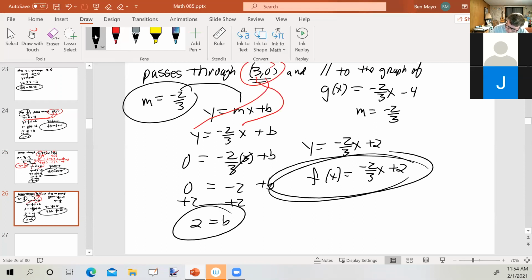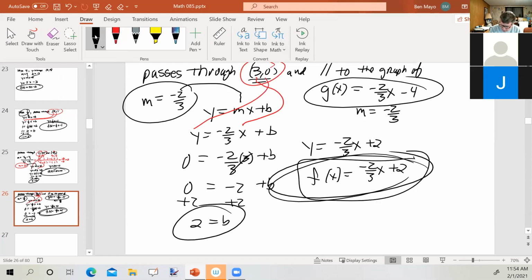So this line is parallel to that line. It has the same slope, and it passes through the point 3, 0. So this would be the final answer. Okay.